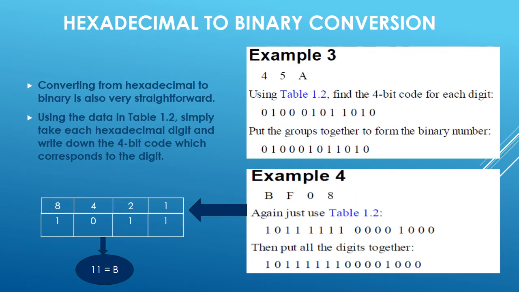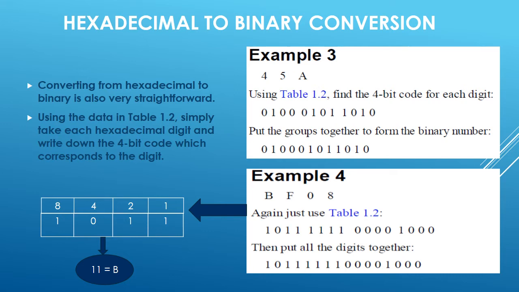Now, if we are given a hexadecimal number and we are asked to convert it into the equivalent binary number, we will be using the same table or the same binary notation method. So the method is very straightforward. You will be using the table. Simply take each of the hexadecimal digits and write down the 4-bit code which corresponds to the digit.